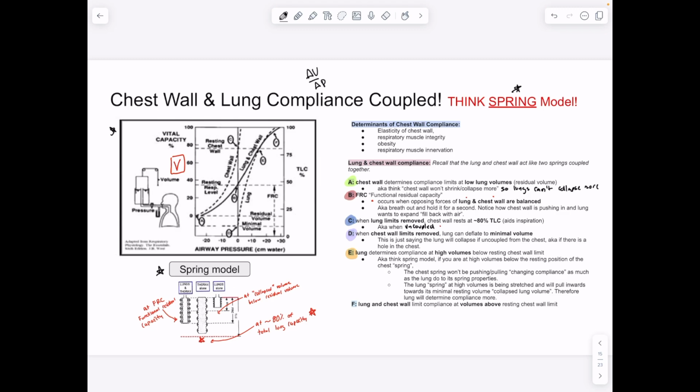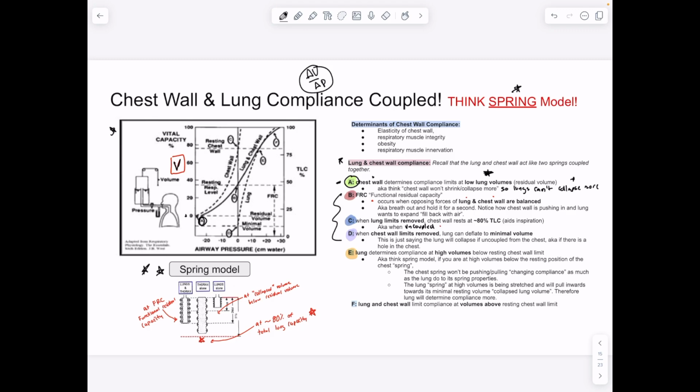And so at different points in this diagram, starting with A, the chest wall determines compliance limits at low lung volumes. So if we're dealing with this point right here, you get to such a low volume that the chest wall is going to say, no, I'm not going to get any smaller, right? The lungs could collapse more past that, but they won't, because the interpleural pressure is going to keep the lungs from getting smaller. And so the compliance, the change in volume over change in pressure of the lungs, is going to be coupled to what the chest wall is doing. All right, and so that's really what this entire slide is saying. All of these 3 points are a reiteration of what we've already discussed.